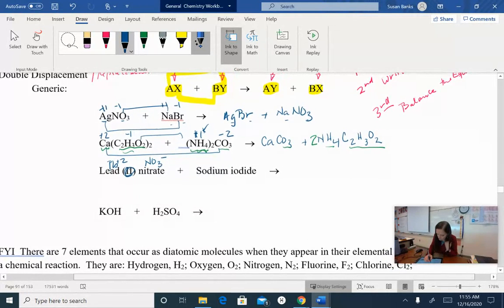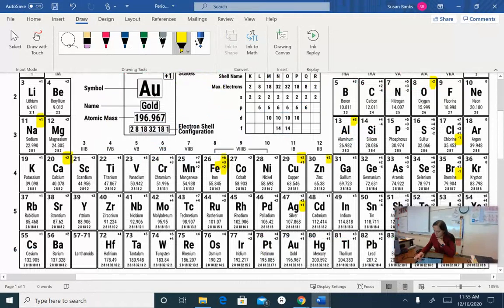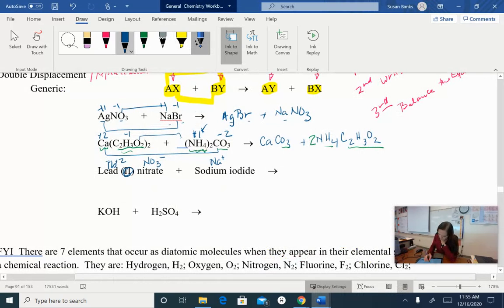Sodium, we've already dealt with sodium. Sodium is a +1. And iodide. Iodide is part of our halogens, so it is a -1. Okay, so let's look at the ratios that we're going to need. +2 plus how many -1's is going to equal 0? I'm going to need 1 lead, and I'm going to need 2 nitrates. And sodium iodide, I just need 1 of each.